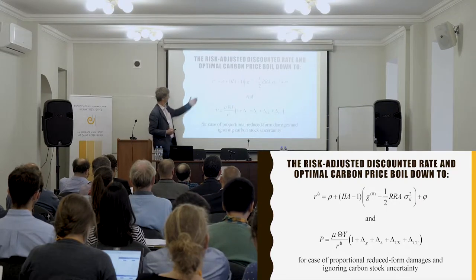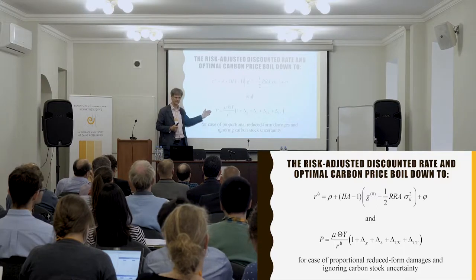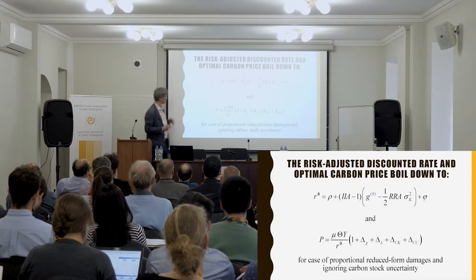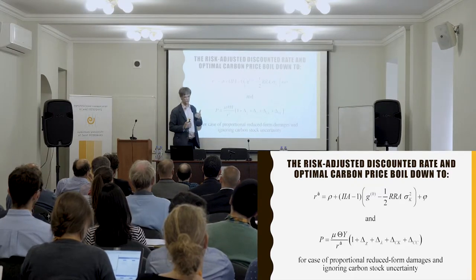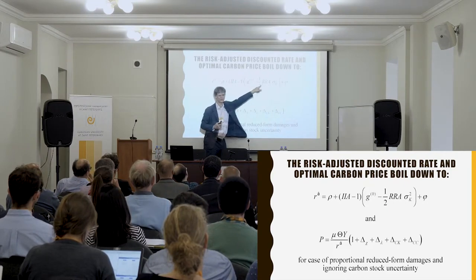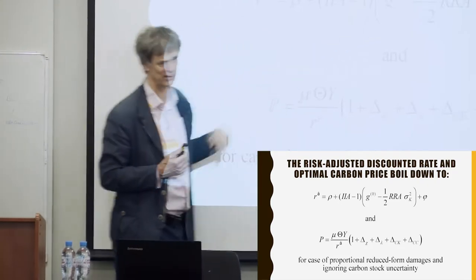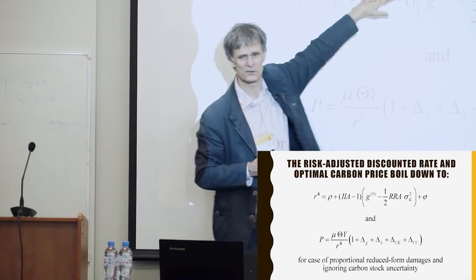But first, let me discuss the risk-adjusted discount rate. So this is the risk-adjusted price of carbon, and this is the risk-adjusted discount rate. You already see this is a generalization of what I showed you on the first slide, that here we have inequality aversion and here we have risk aversion. So this is the one that you should remember. So we know that if inequality aversion equals one, this whole thing drops out.